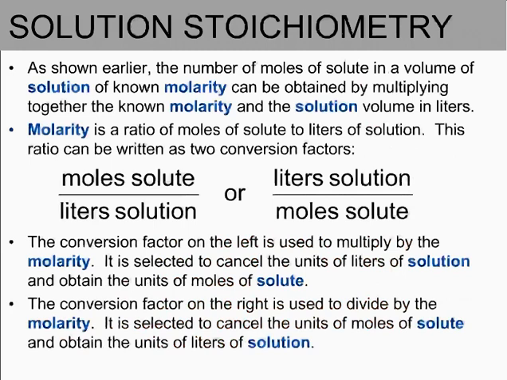All right, so this slide is a little wordy, but we're going to step through how to use stoichiometry in these calculations. So as we saw earlier, the number of moles of solute in a volume of solution of known concentration, or molarity, can be obtained by multiplying together the known molarity and the solution volume in liters. So all that's saying is, remember from before, if we have the volume of our solution and the concentration, we can multiply them together to get the moles of solute that is in the solution.